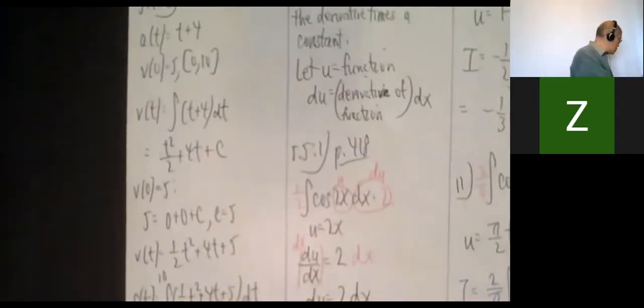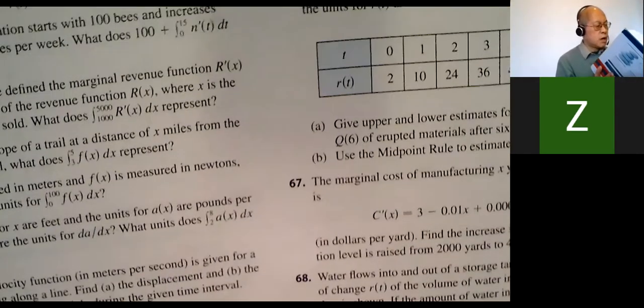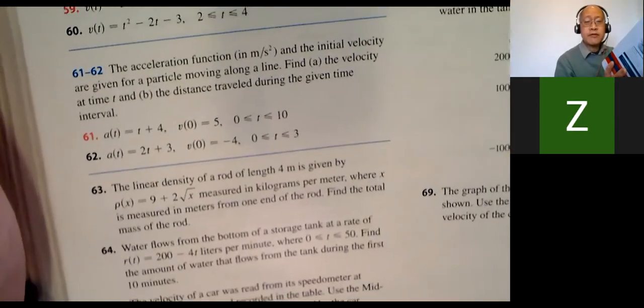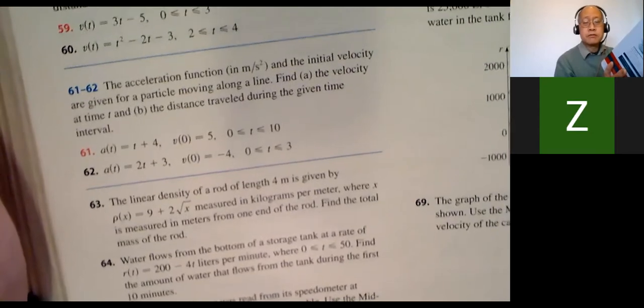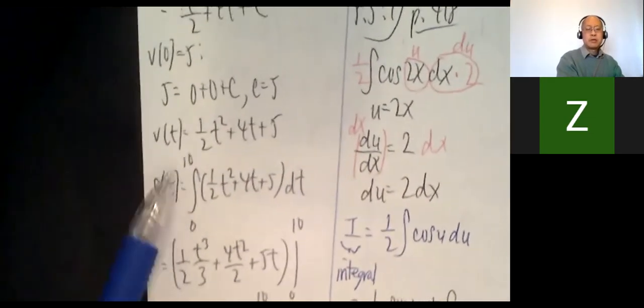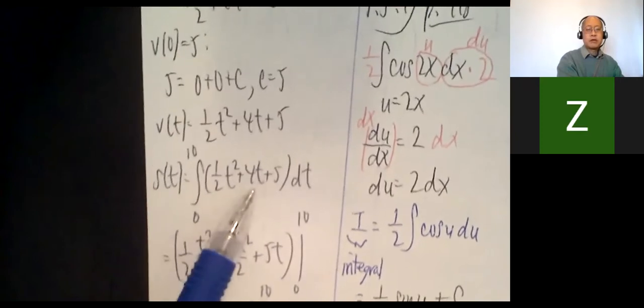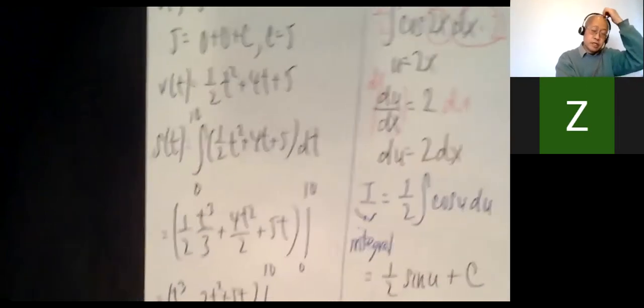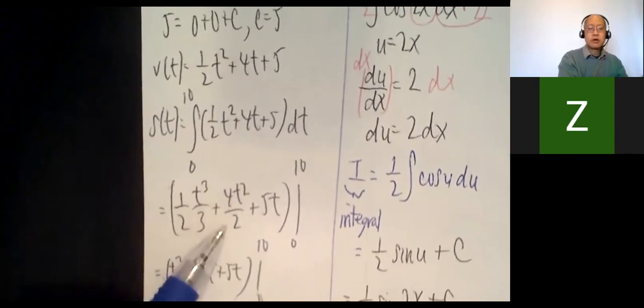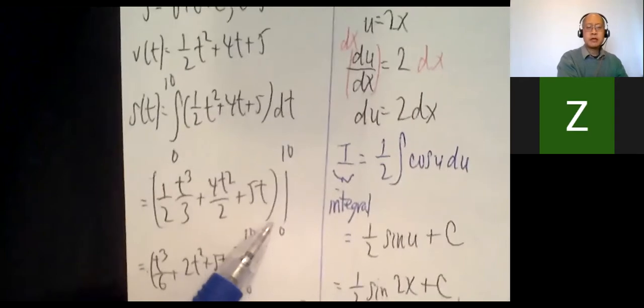Okay, and now, it talks about the total distance traveled from 0 to 10. So if you integrate the velocity function, we have the distance traveled. And it says go from 0 to 10. So I integrate from 0 to 10. And they give me the total distance. So S of t is the integral from 0 to 10 of 1 half t squared plus 4t plus 5 dt. All right, so that should be pretty easy. It's a polynomial. 1 half t cubed over 3 plus 4 t squared over 2 plus 5t from 0 to 10.